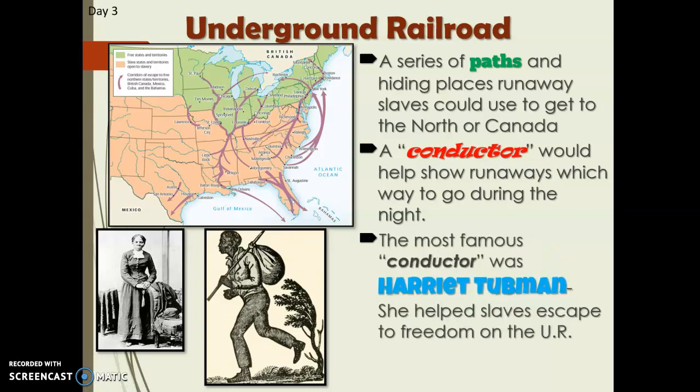Then they go from one location to the next, usually a house. That house would have a room that was boarded away so that they could hide in. Now the most famous conductor was Harriet Tubman, and she helped slaves escape to freedom on the Underground Railroad. She famously said that she had never lost any passengers, and I think she freed over 300 slaves.